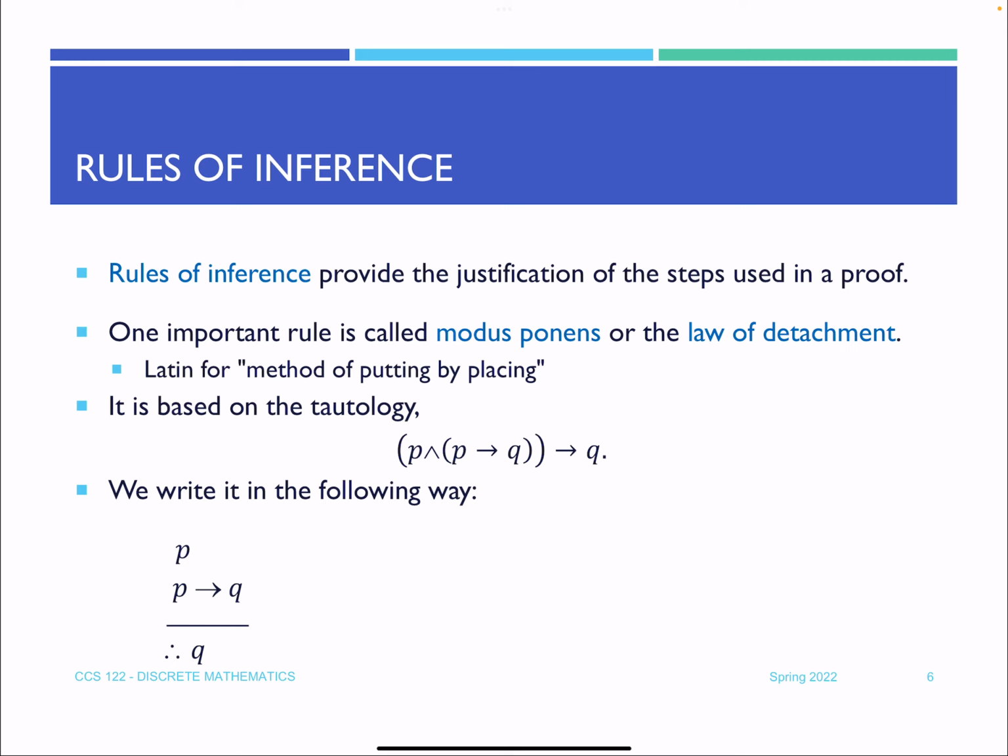Now, like I said, we'll be going back to using rules of inference extensively in this chapter. Rules of inference provide the justification of steps used in a proof. An important rule is called modus ponens, or the law of detachment. It comes from Latin, and its literal translation is something like method of putting by placing. And it is based on this tautology. What this says is if P is true and if P implies Q, then Q must also be true.